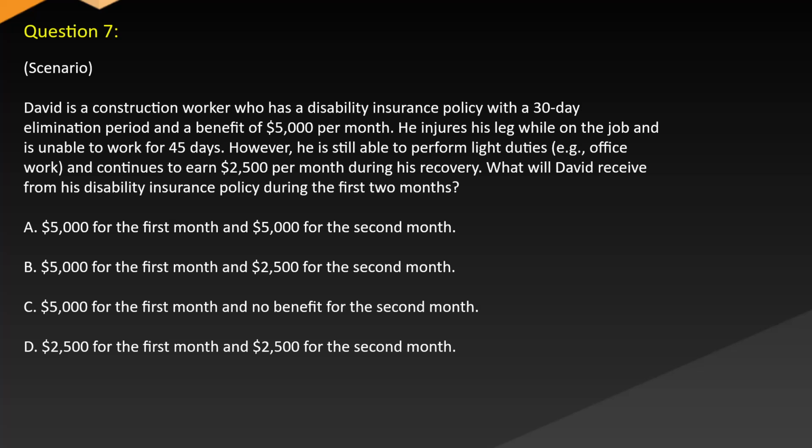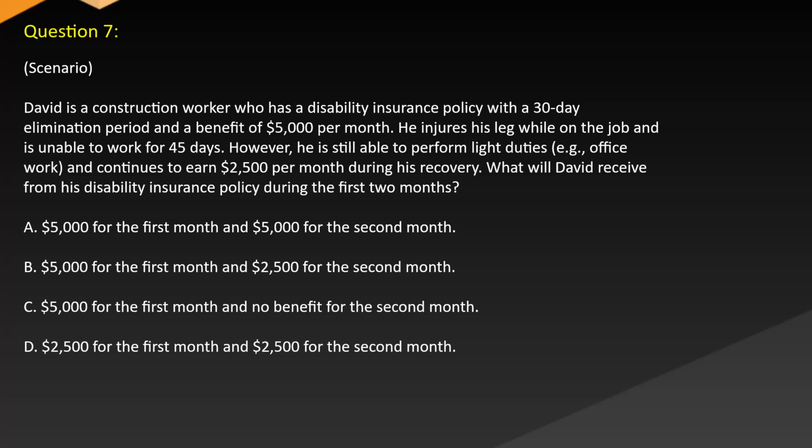Question 7. Scenario: David is a construction worker who has a disability insurance policy with a 30-day elimination period and a benefit of $5,000 per month. He injures his leg while on the job and is unable to work for 45 days. However, he is still able to perform light duties, e.g., office work, and continues to earn $2,500 per month during his recovery. What will David receive from his disability insurance policy during the first 2 months?